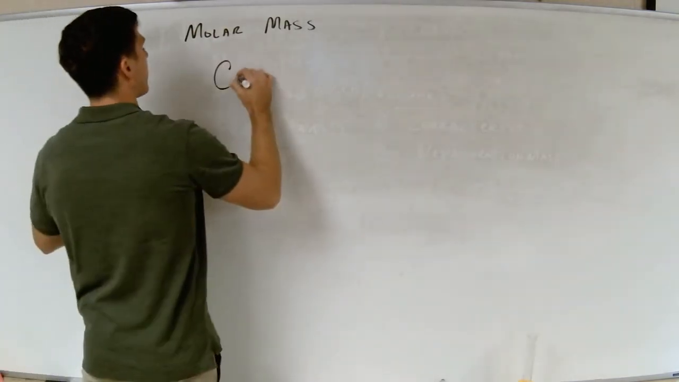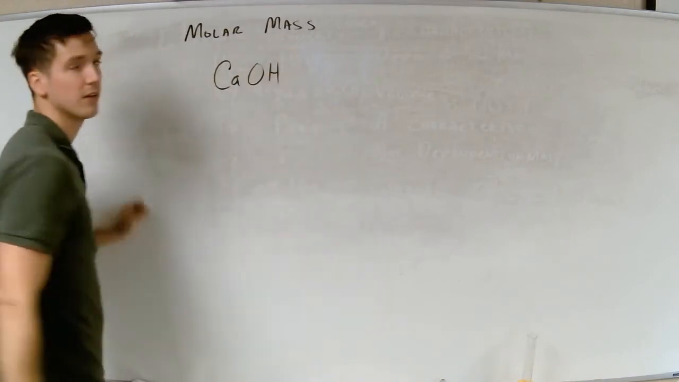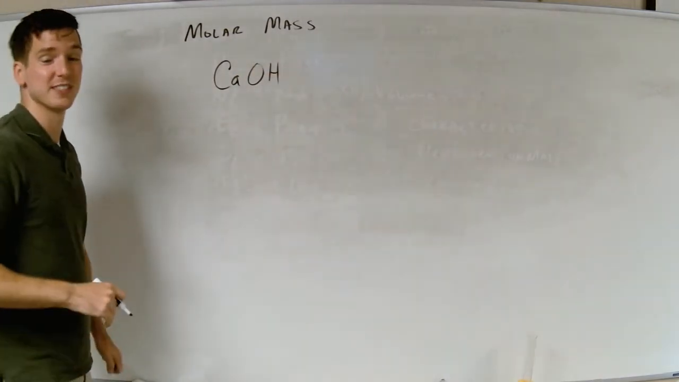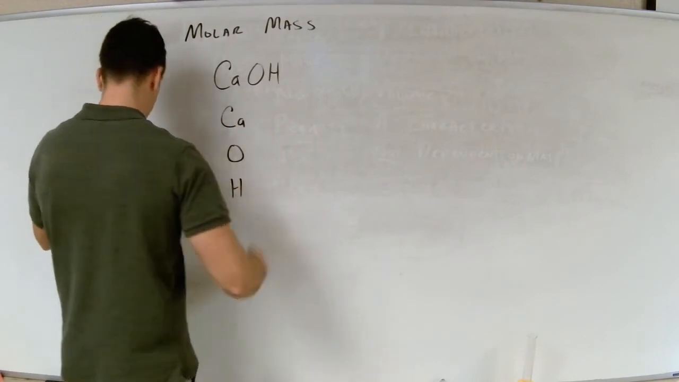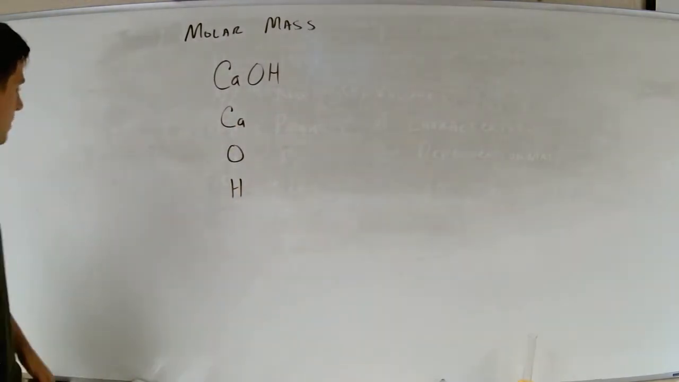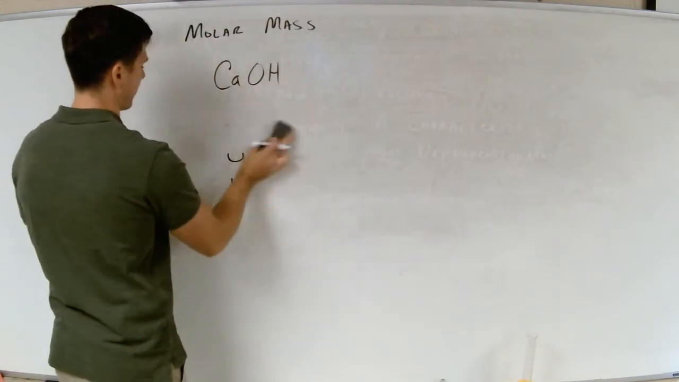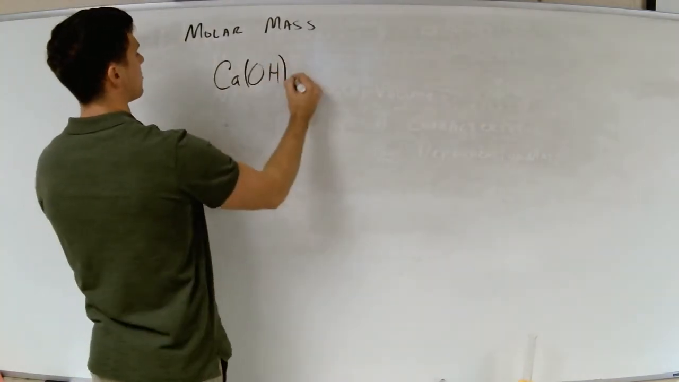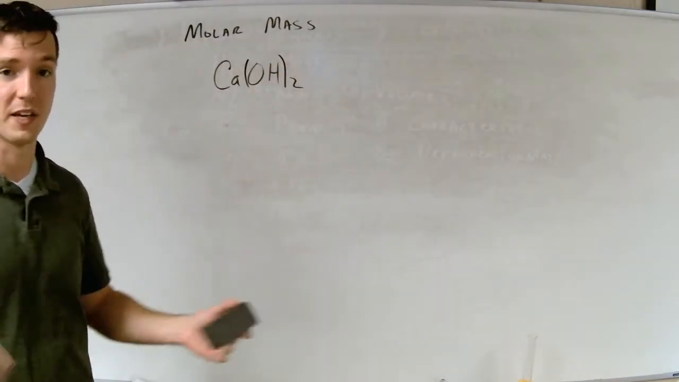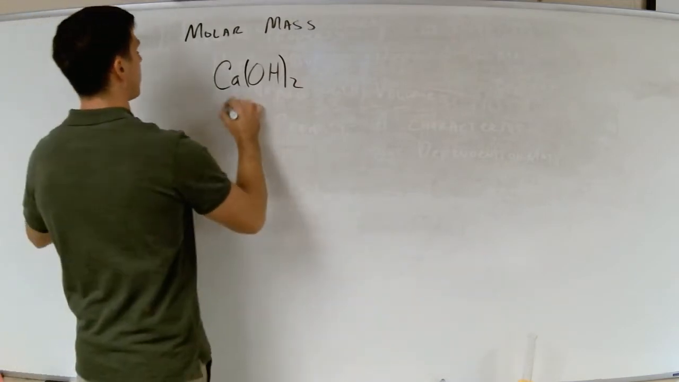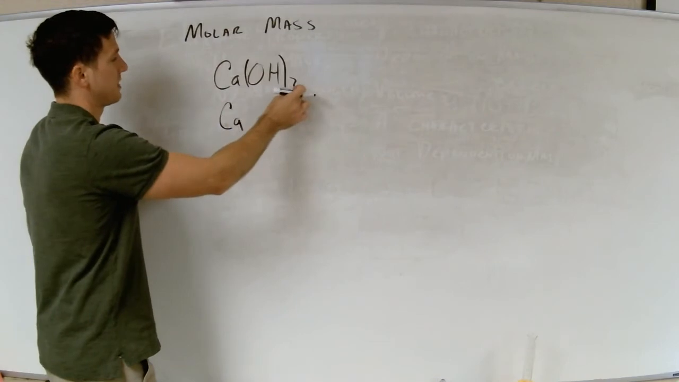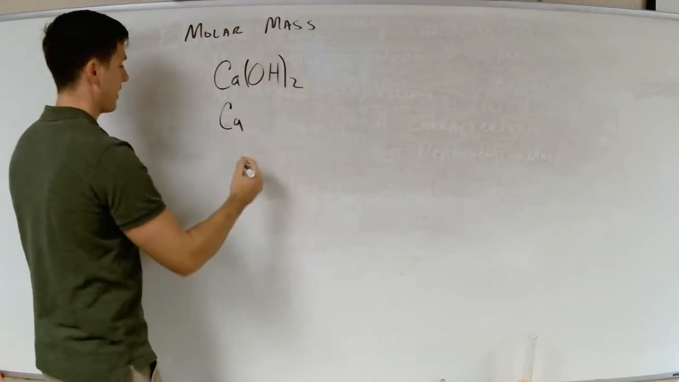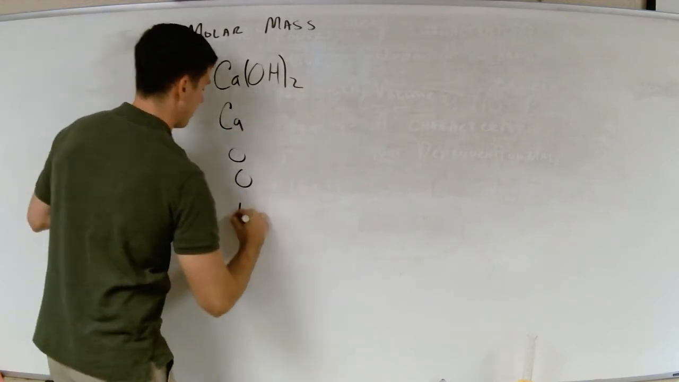So let's do CaOH. What I do is break it down into its individual atoms, which are calcium, oxygen, and hydrogen. Hold on a second. Let's make it Ca(OH)2. Let's make it neutral, a proper compound. So I have one calcium. Remember, if it's in parentheses, that means I have two OHs, so I have two O's and two H's.